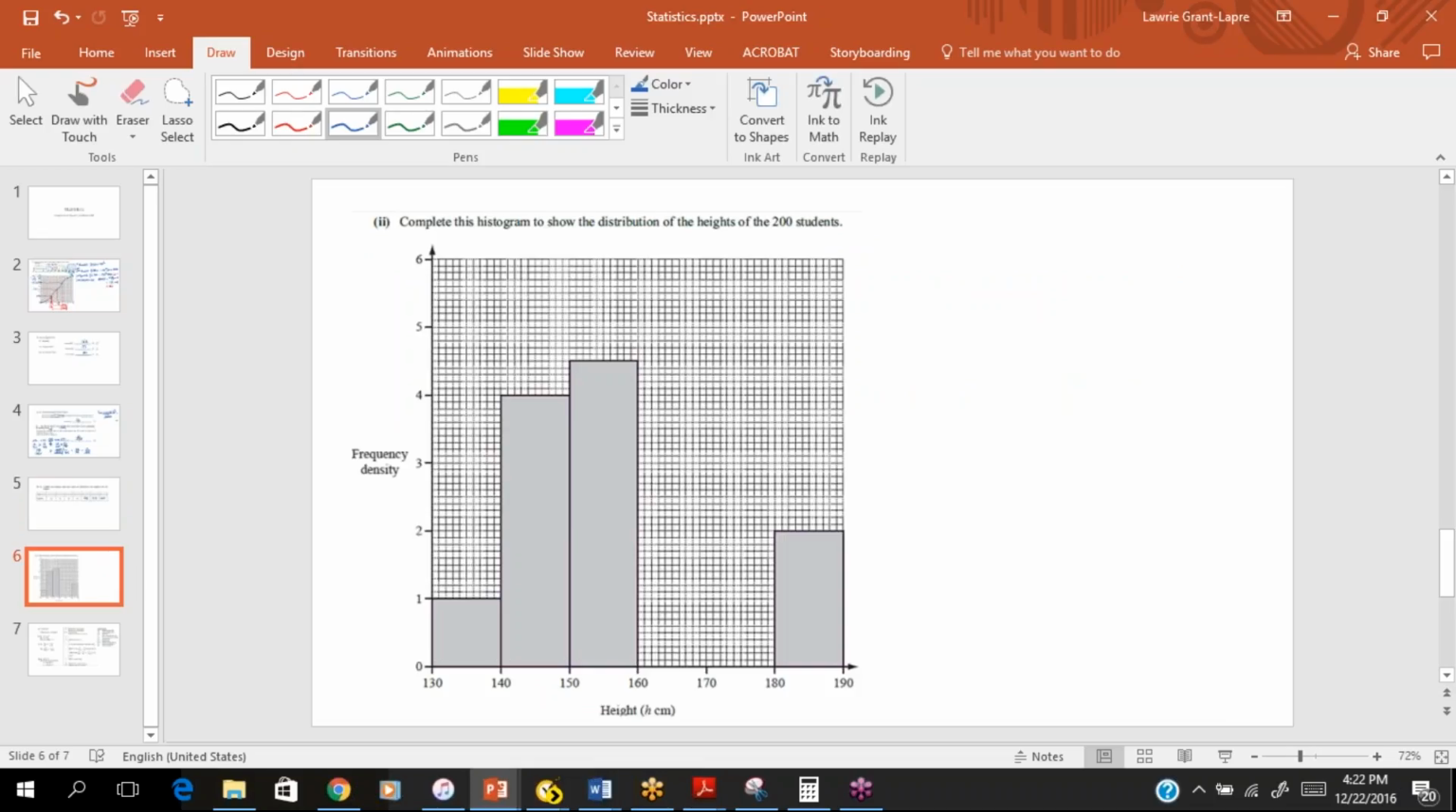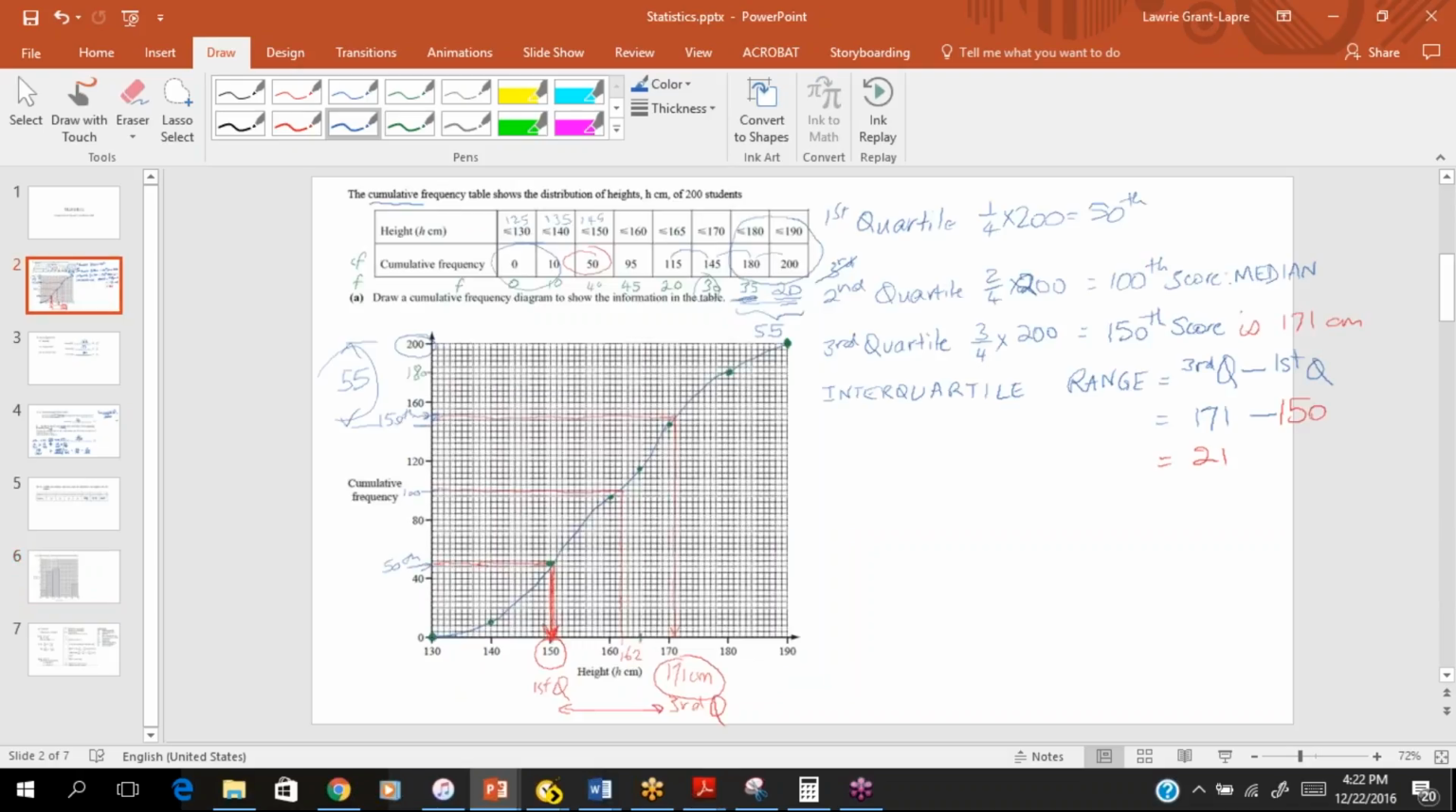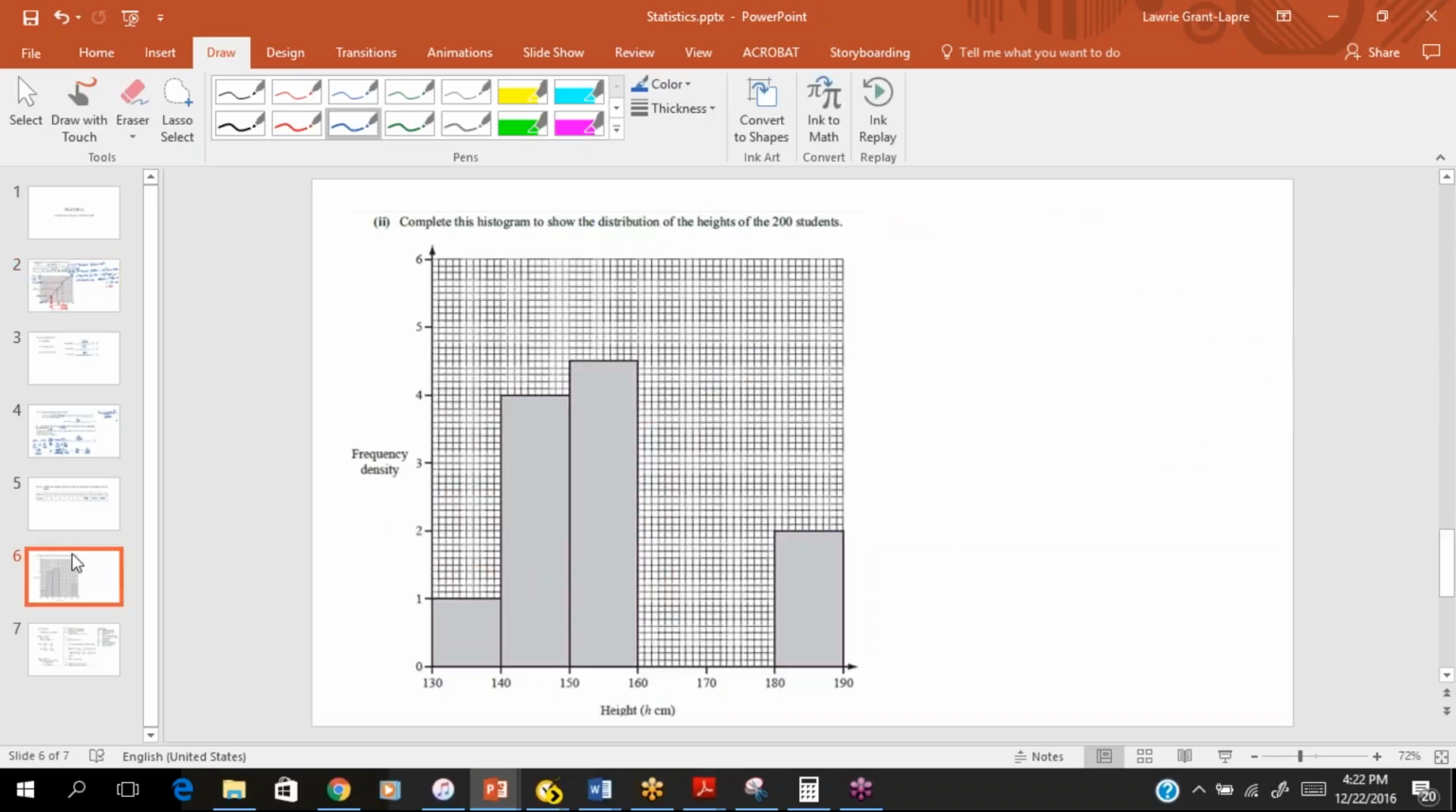This is the individual frequencies, so that there's 10 in the first group between 130 and 140. Then there's 40 in the second group, 45, 20, 30, 35, and 20. So we want to put 30.